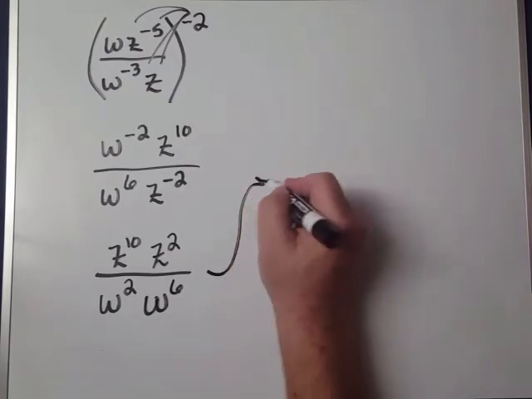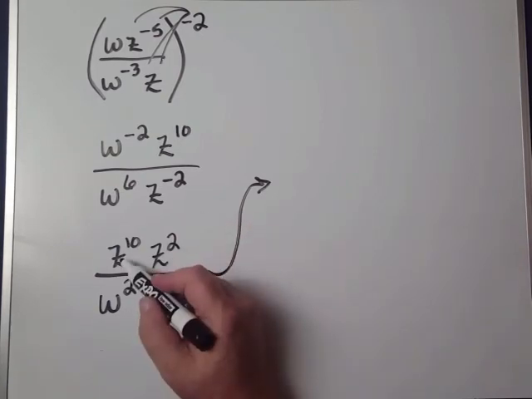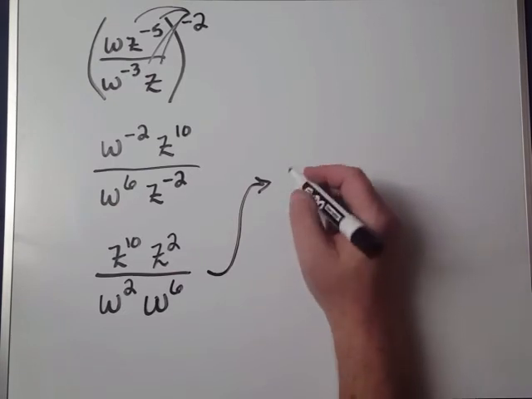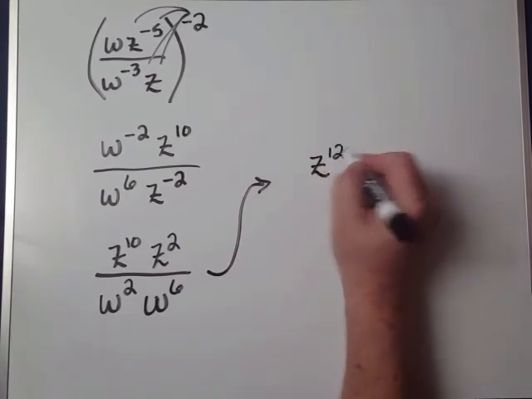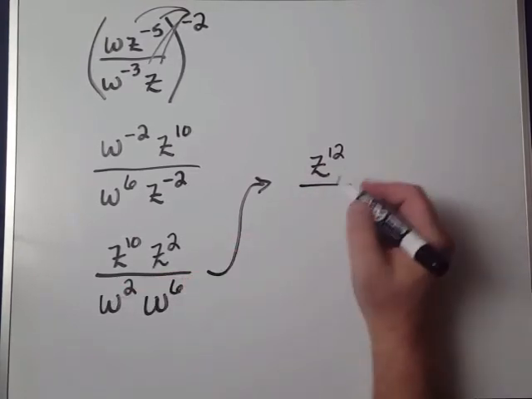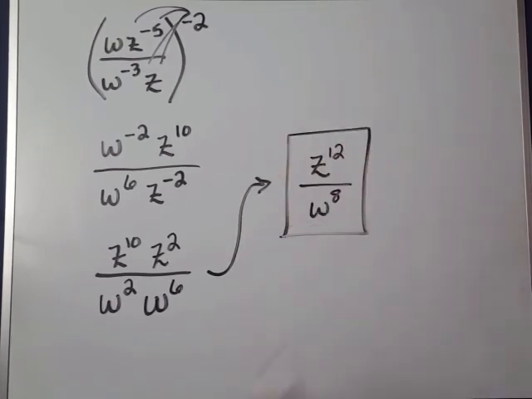To finish this off, I just deal with these products of like bases. In the top, Z to the 10th times Z to the 2nd. Product of like bases, you add the exponents. How many Z's are in the top altogether? That's Z to the 12th. And then here in the bottom, product of like bases, add the exponents, W to the 8th.